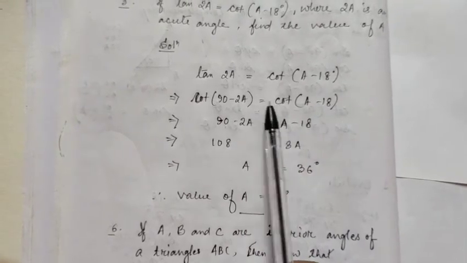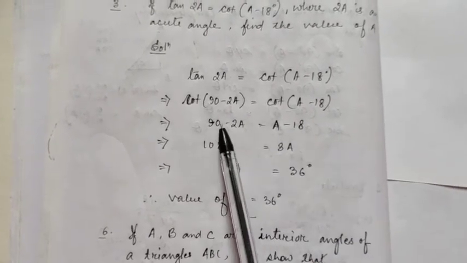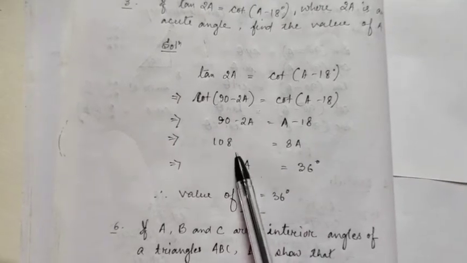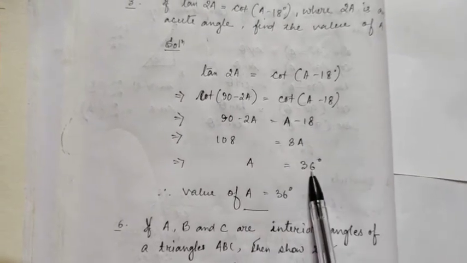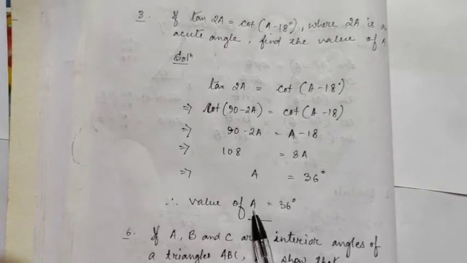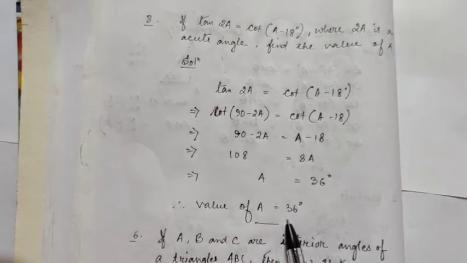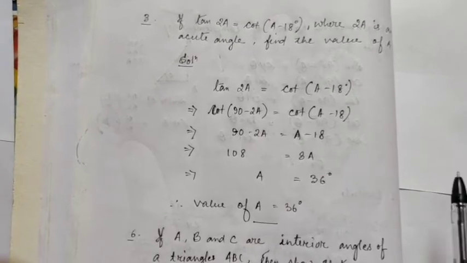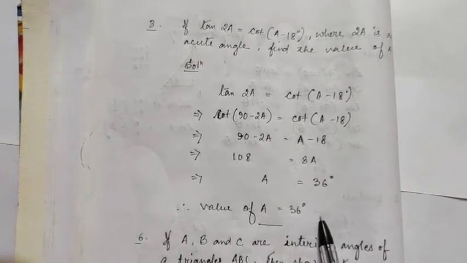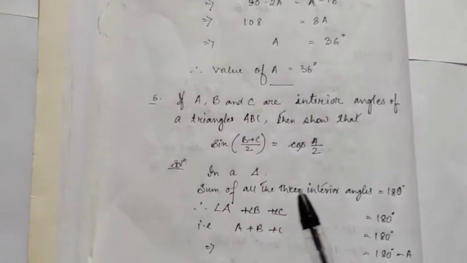Now both sides I have cot, so they will be cancelled and we will get only the angles, and after simplifying we will get the value of a. Now see, if you take twice of a, it will come 72 degree, which is an acute angle, so our answer is okay. Clear? Next, number 6.